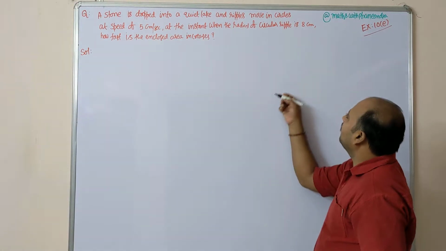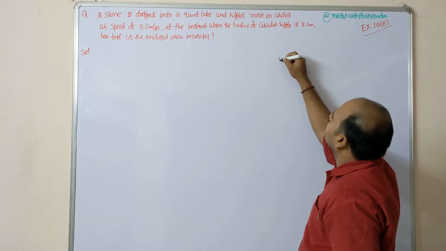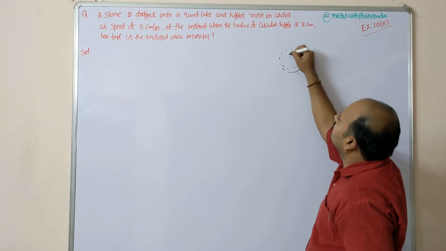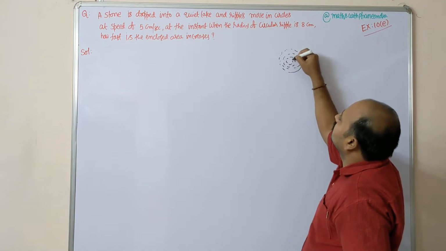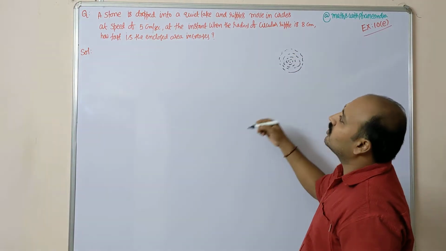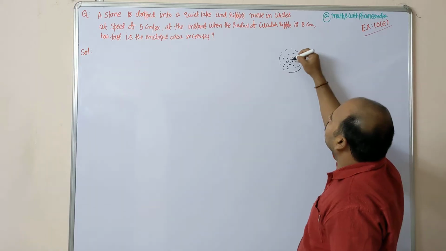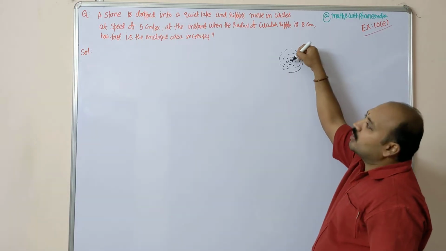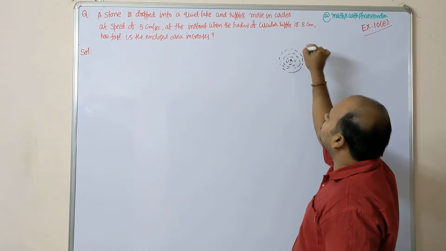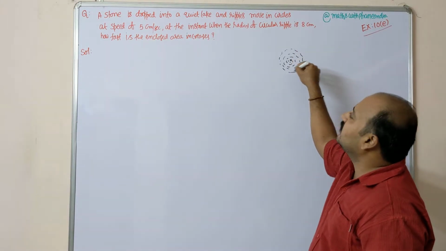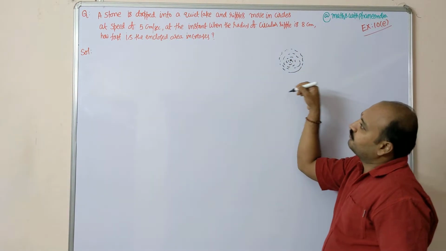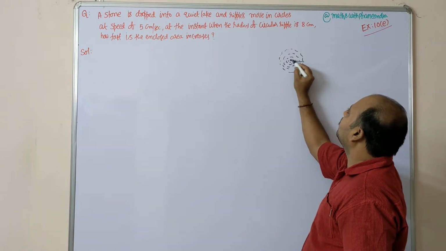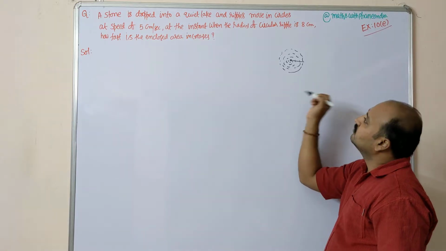See here, the figure will come like this, dear students. This is the quiet lake. In this, water ripples. So like this, the water will be there. A stone, this is the position of the stone, is dropped into a quiet lake. The water ripples are moving in this way, in circle form, at the speed of 5 centimeters. So from here, the water ripples are moving like this.